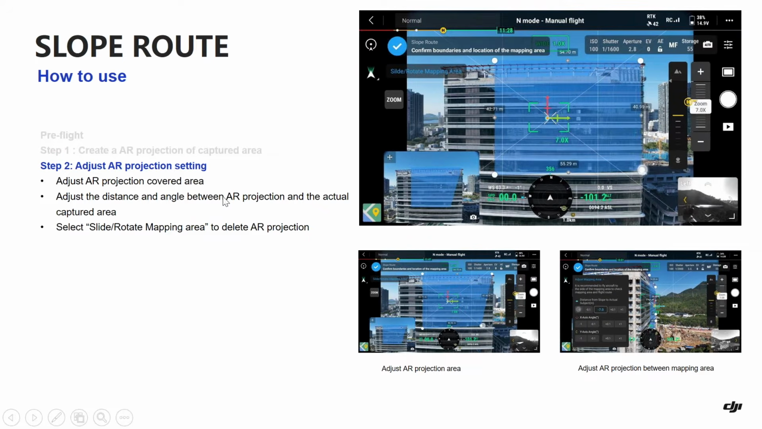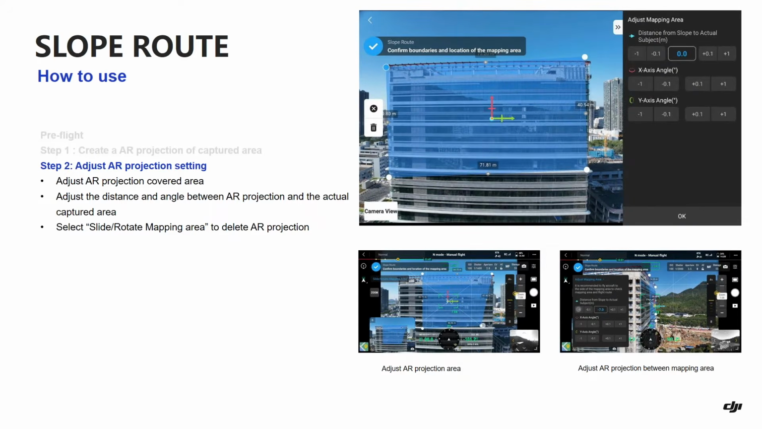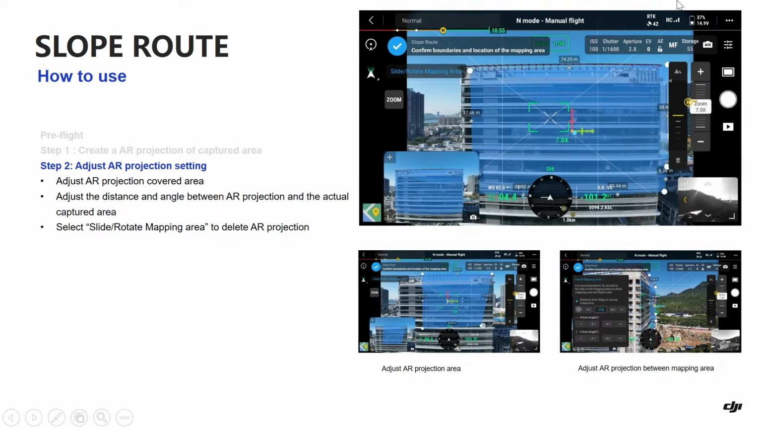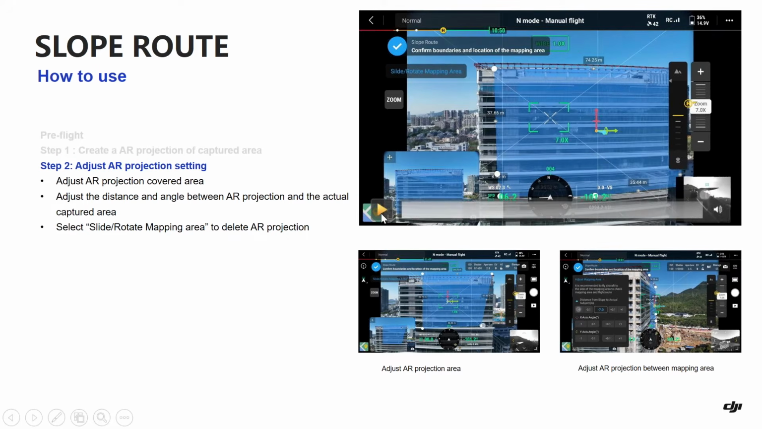So adjusting the AR projection settings. Essentially this blue mat that we're editing here, that is what we want to cover whatever facade that we're capturing. So we take the points, we adjust those to the edges of the facade. Then we're going to be setting the distance to slope from actual subject. So that's your GSD. We can go all the way down at this point to less than 0.1 centimeters. So you're looking at millimeter GSD at this point.